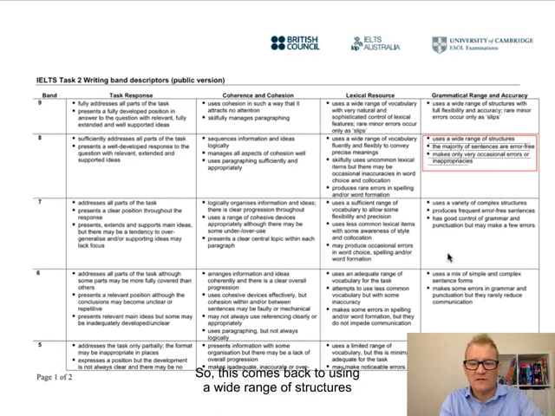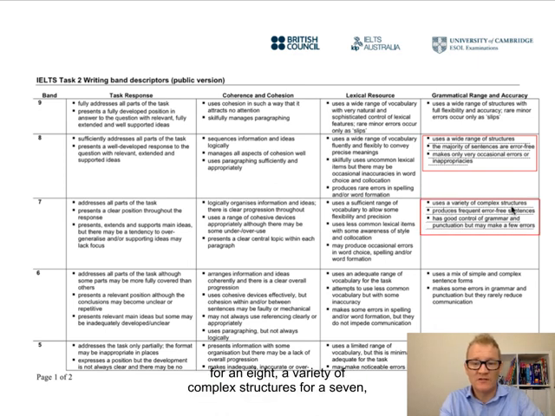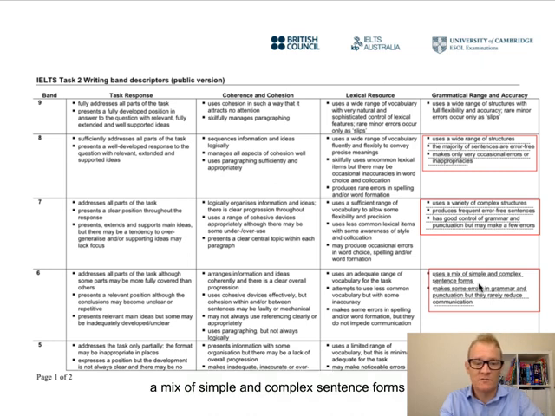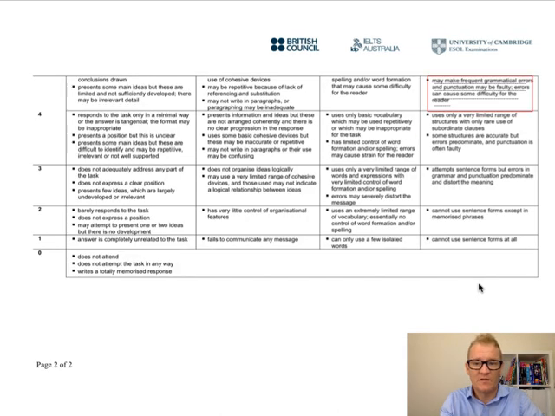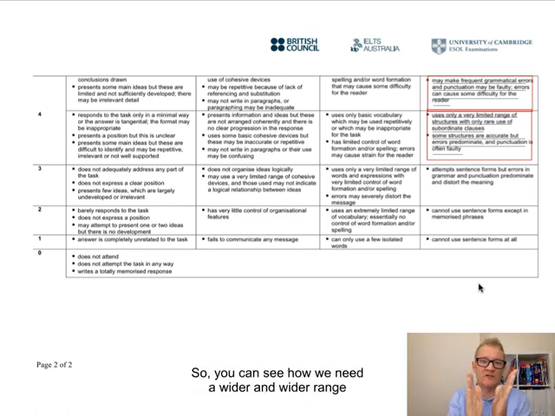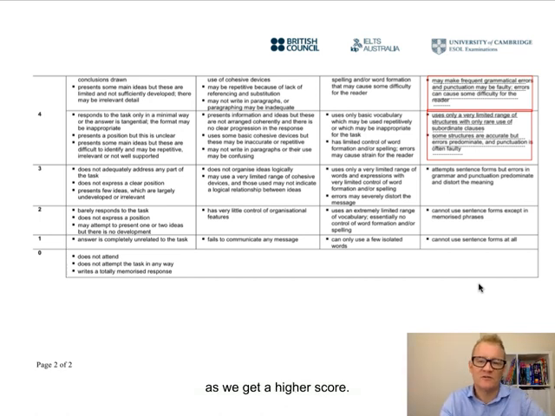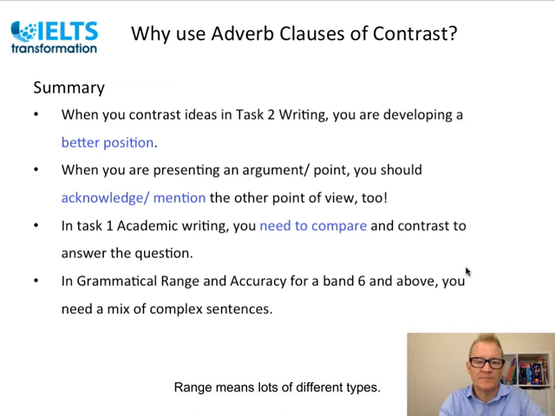So this comes back to using a wide range of structures for an 8, a variety of complex structures for a 7, a mix of simple and complex sentence forms for a 6 and above, a limited range for a 5, and a very limited range for a 4. So you can see how we need a wider and wider range as we get a higher score. Range means lots of different types.